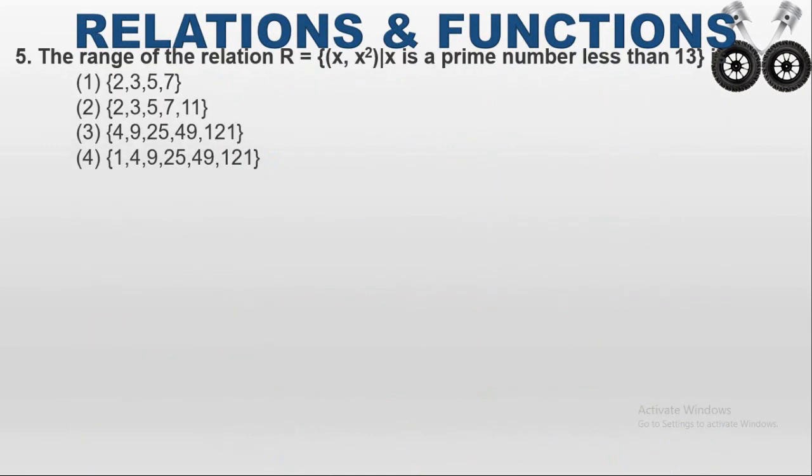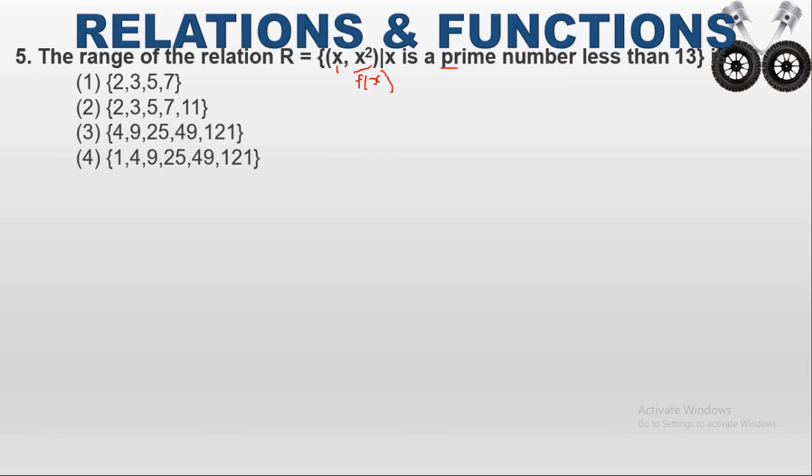Next one is question number 5. The range of the relation R equal to x comma x square such that x is a prime number less than 13. So what is the problem given here? The relation R equal to x comma x square. So here x is the input and x square is the output. So the output can be written as f of x. Then the condition is given as x is a prime number less than 13.